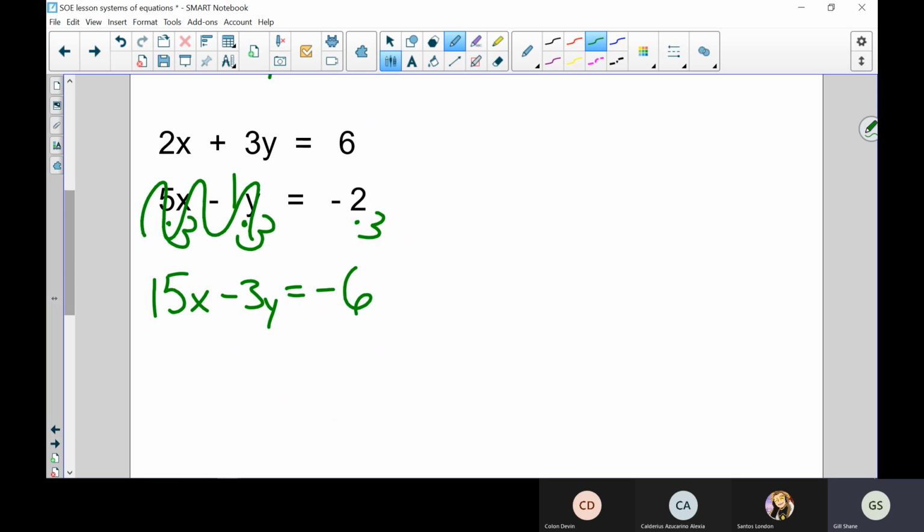I can get rid of the equation I had. Now, do I have the same number in front of one of the variables? Yeah, now I do. Do I have opposite signs for those numbers? Yes. Now I have everything I want. So now I can add vertically. You get 17x equals 0, or x equals 0.